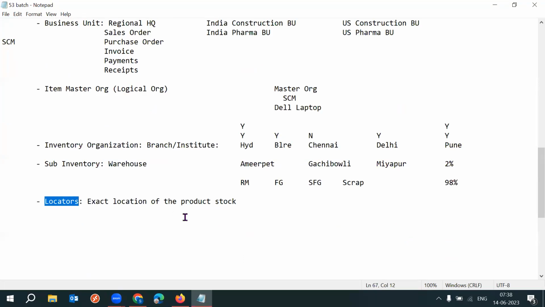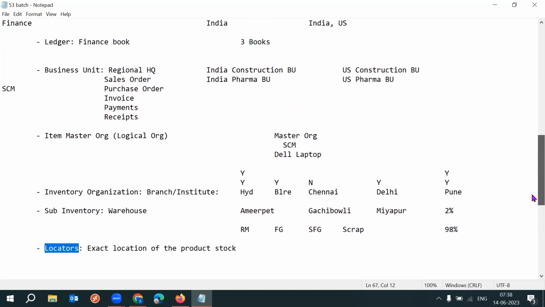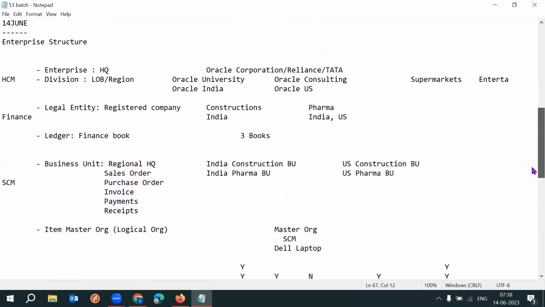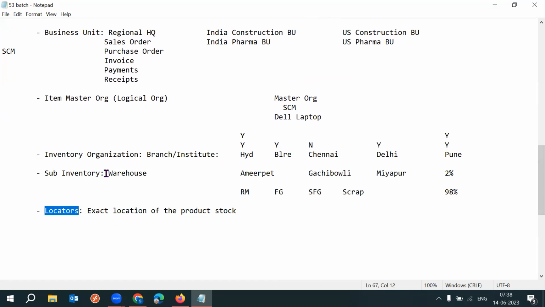Okay, and again, you store the stock in the locators. Yes. Okay. Sir, explain once again sub-inventory. Simply warehouse, madam. That's it. Warehouse, where you maintain the stock. That's it. Okay, sir. Where you maintain the stock.